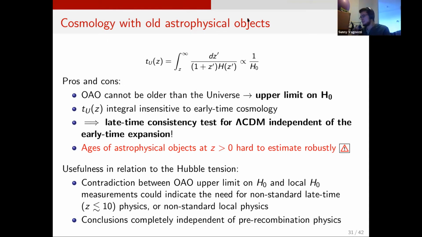Now, of course, there's a huge caveat in all of this, that the ages of astrophysical objects at high redshift are extremely hard to estimate in a robust way, okay? So you have to keep this caveat in mind in all my following results.